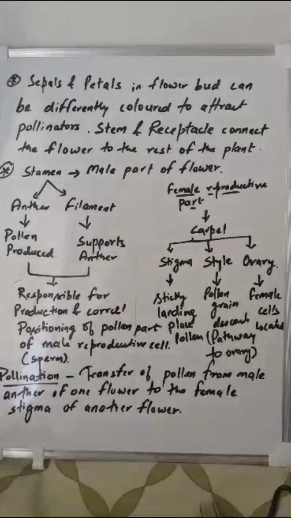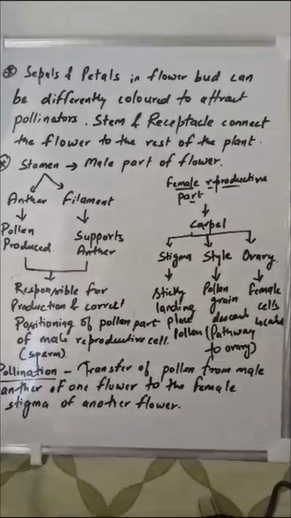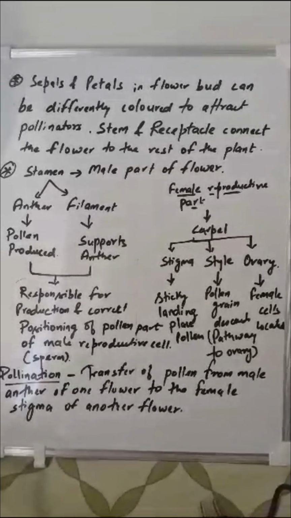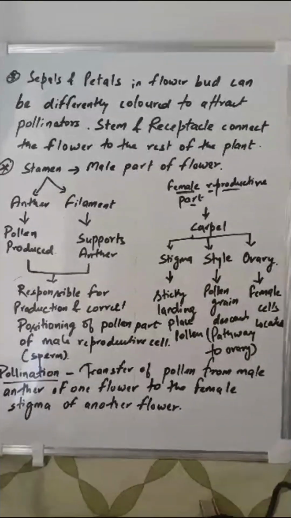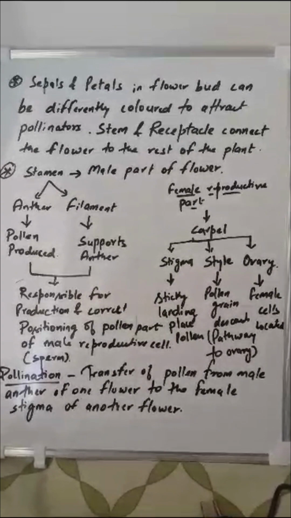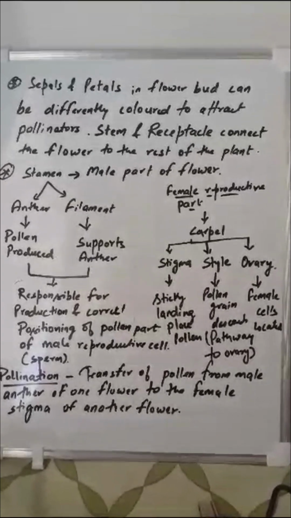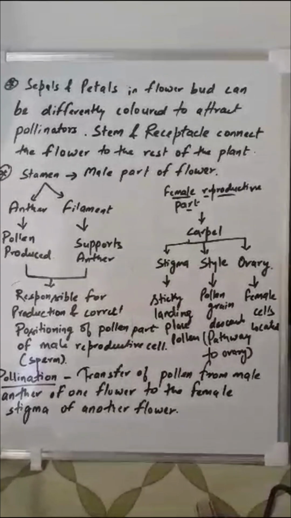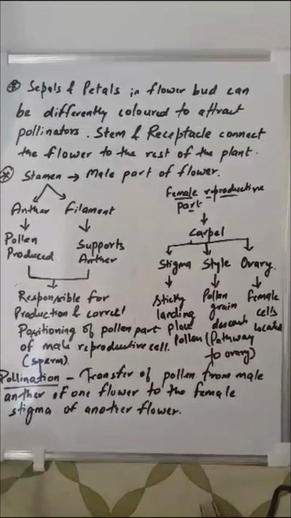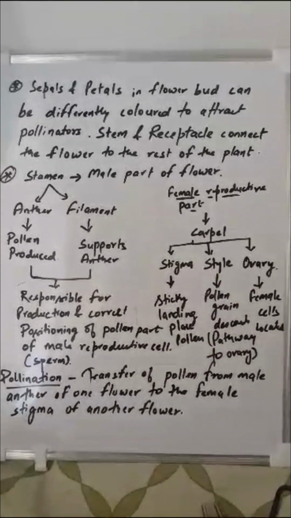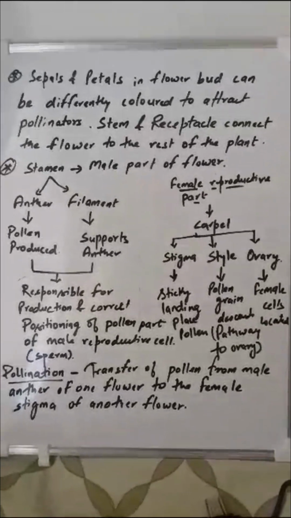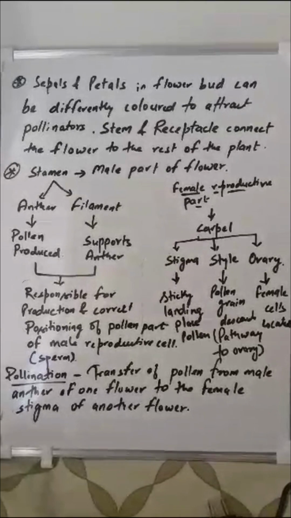And the second part is the style. You can say it is a pathway, the route from where the pollen grain descends to the ovary. The ovary is where female cells are produced or located. That is the part where you can say there are ova, egg cells. So now you understood both the parts.